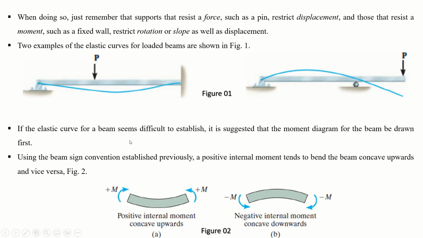If the elastic curve for a beam seems difficult to establish, it is suggested that the moment diagram for the beam be drawn first. So you can also get an idea for the elastic curve from the bending moment diagram, right? Using the beam sign convention established previously, we already understand from the previous concepts that when the moments cause the beam to bend concave upward, it is a positive bending moment. And when they cause the beam to bend concave downward, it is a negative moment. So these Ms are minus and these Ms are plus.